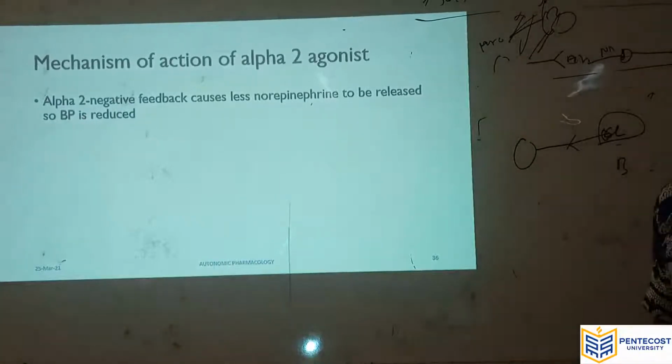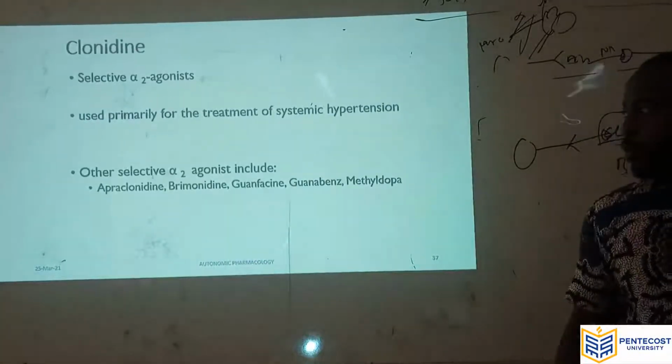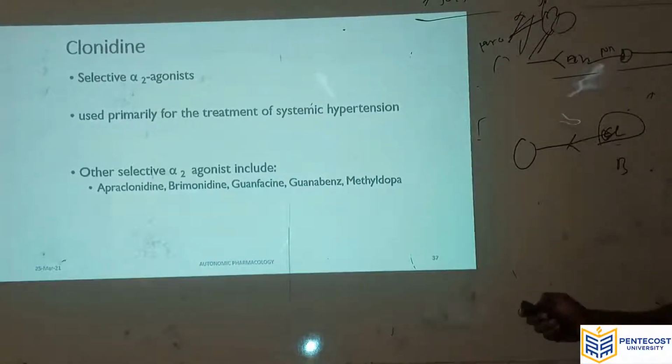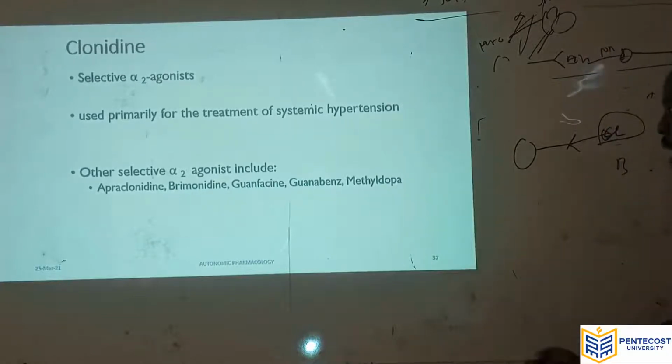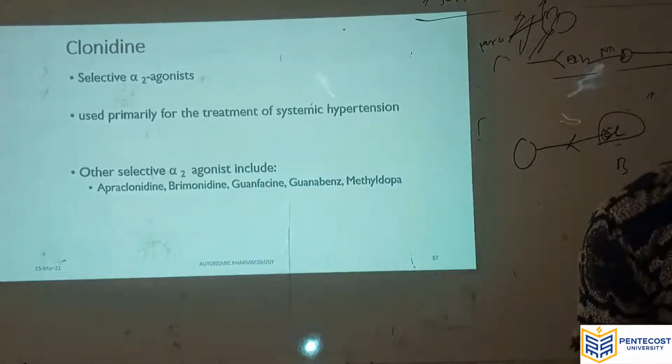And those of you on the ward, I know that you know this agent, methyldopa or clonidine. Methyldopa is mostly used a lot in the hospital. It is also known as Aldomet. We use it a lot in the hospital. They are alpha 2 agents. They bind to the alpha 2 receptors and inhibit the release of norepinephrine. I know you've come across clonidine in the hospital too. Clonidine is an example of an alpha 2 agent.